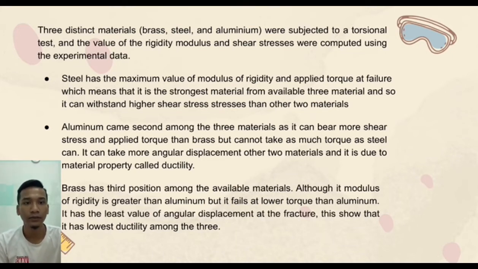Brass has third position among the available materials. Although its modulus of rigidity is greater than aluminium, it fails at lower torque than aluminium. It has the least value of angular displacement at fracture, which shows that it has the lowest ductility among the three.